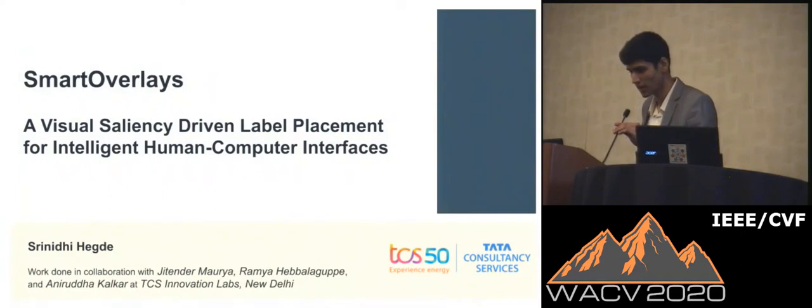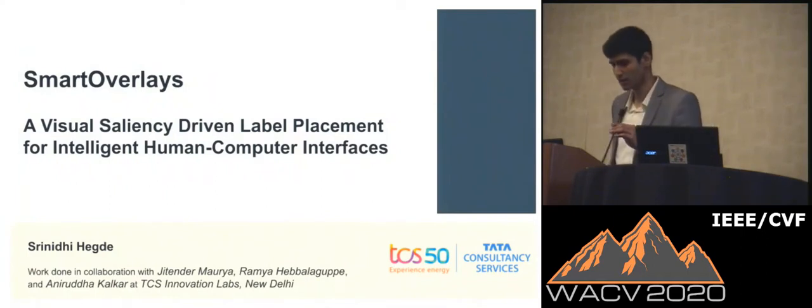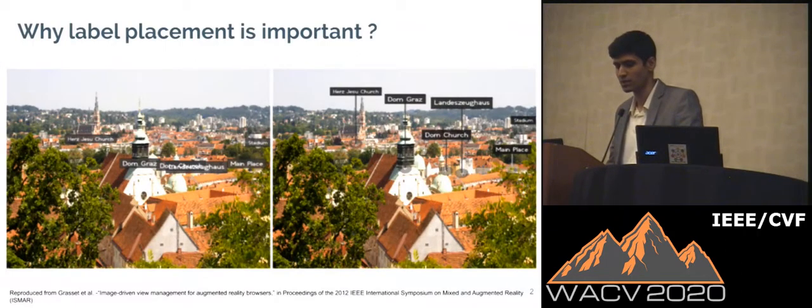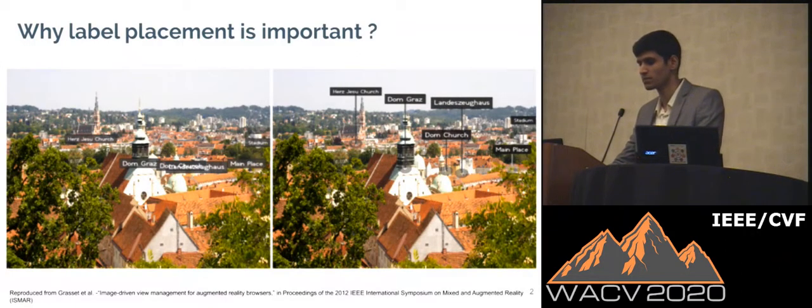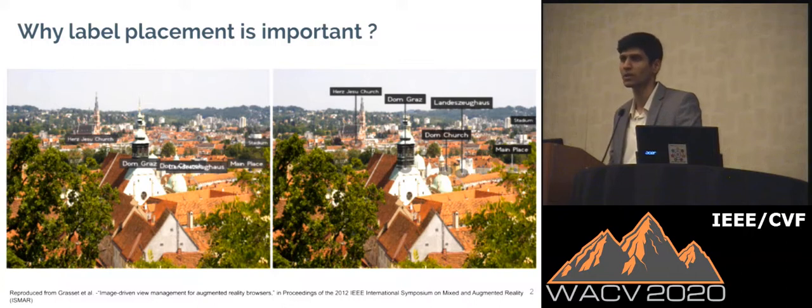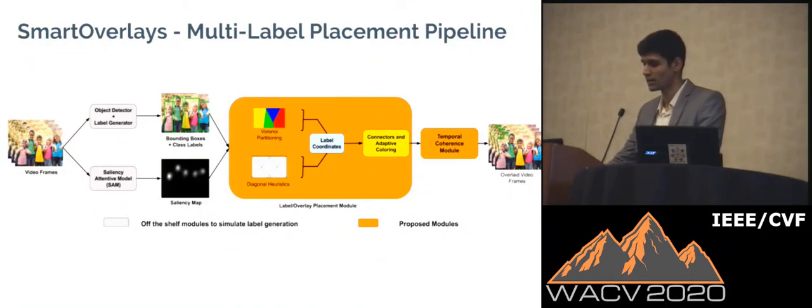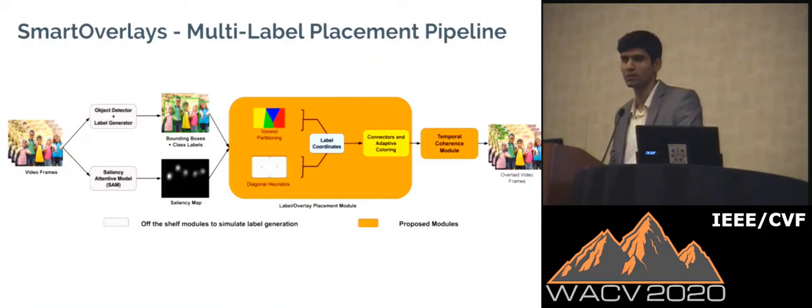A very good evening. Good afternoon, everyone. I'm Shyamgopal Gandhi from Research in Delhi. Today I am presenting Smart Overlays, which is an intelligent label placement framework for AR and video applications. Overlay placement is essential for reducing clutter and occlusion in AR feeds and videos. While placing the labels, we consider aesthetic criteria such as non-occlusion, proximity to the object of interest, non-overlapping placement, and temporal coherence for different readability.